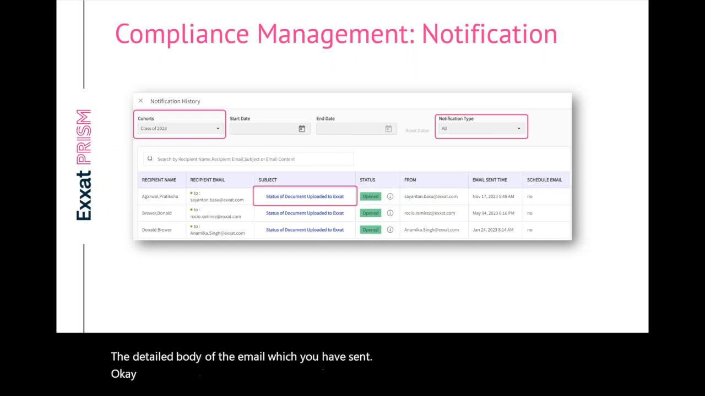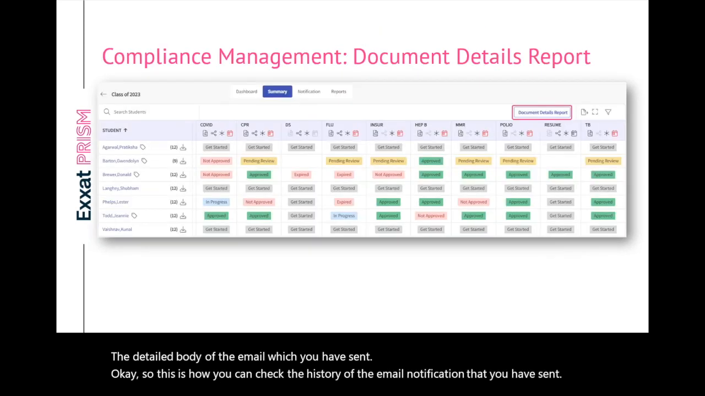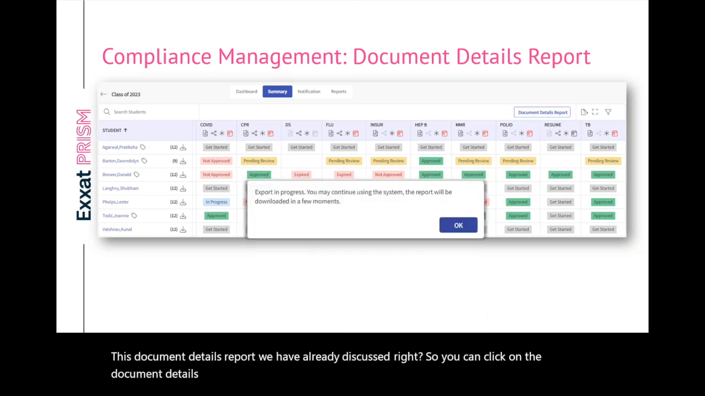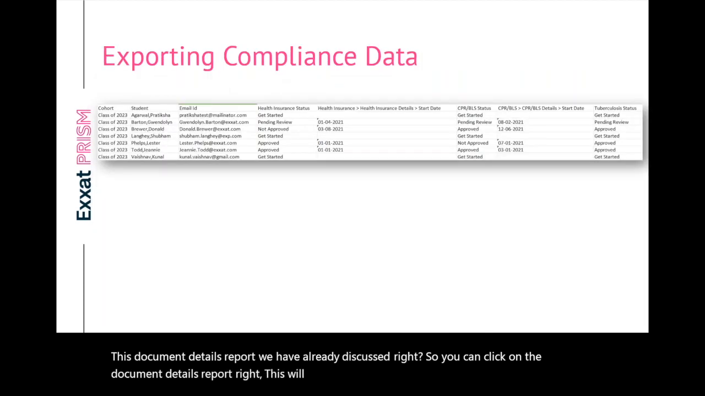So this is how you can check the history of the documents that you have sent. This document details report we have already discussed, right? So you can click on the document details report. This will show, and this is how the report gets downloaded, and you will be able to see like this.